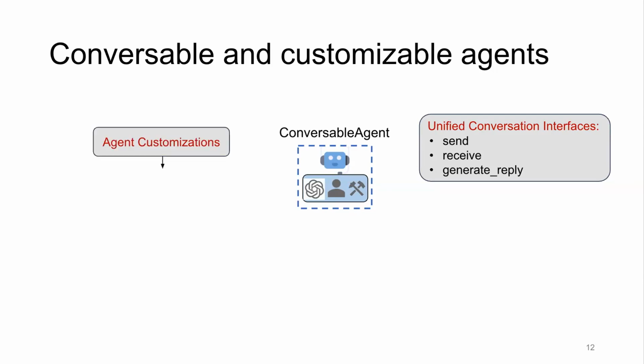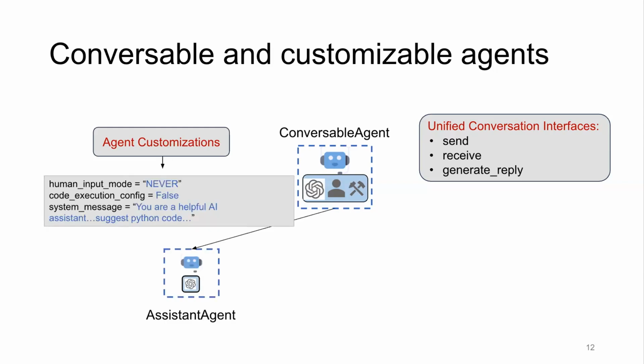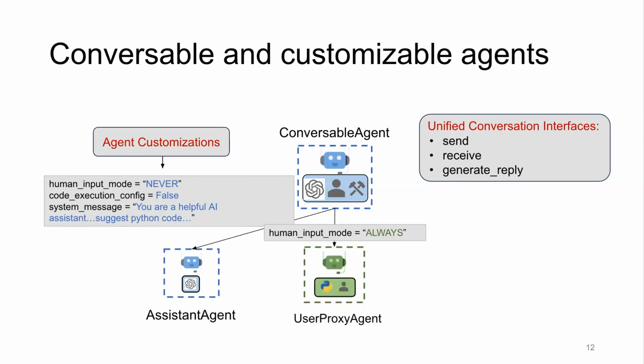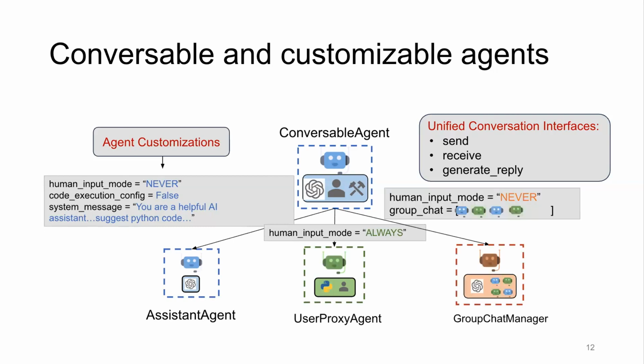So we can customize and build conversable agents in different ways. The first agent we introduced, which inherits from the conversable agent, is the assistant agent. We set the human input parameter to never, disable code execution, and just provide a system message. Or we can set the human input mode to always, and then it becomes a user proxy agent. Or we can even provide an array of agents as a parameter to the group manager, saying you are just managing a group of four agents here.